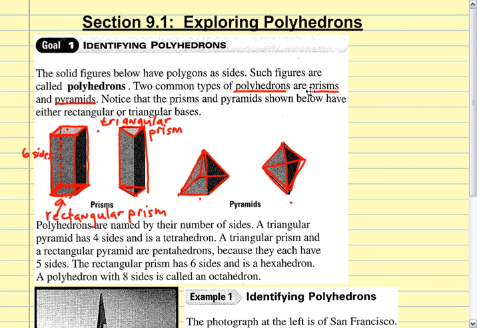All of these are called polyhedrons because they have flat faces or flat sides on them. Does that make sense?